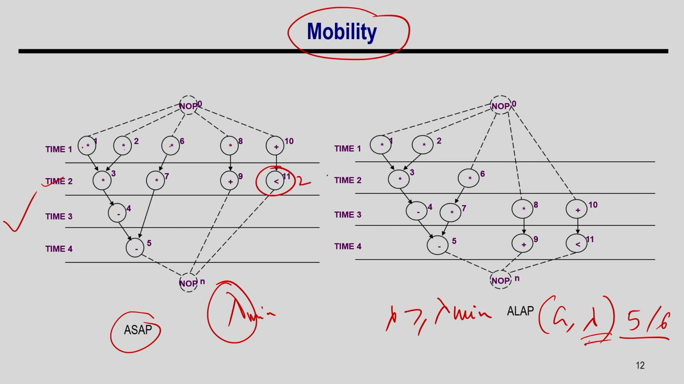So, for example, this operation is scheduled in time stamp 2 by ASAP and in time stamp 4 by ILP. That means it can be scheduled in time stamp 2, 3 or 4, right. So the mobility of this operation is 2. But this operation 1 is scheduled in time stamp 1 by both. That means its mobility is 0; it has to be scheduled in time stamp 1 if my lambda equals 4. This is the solution where I am given lambda equal to 4. So, there is no mobility.